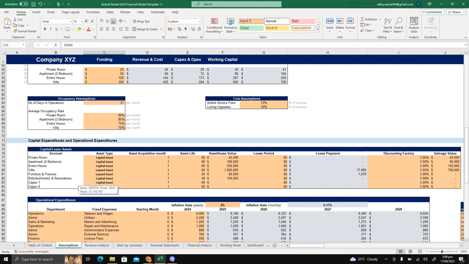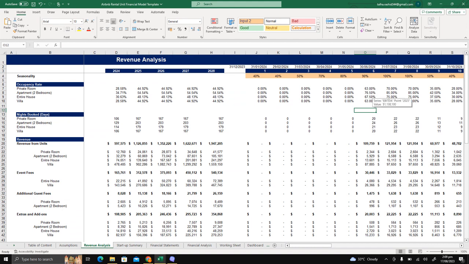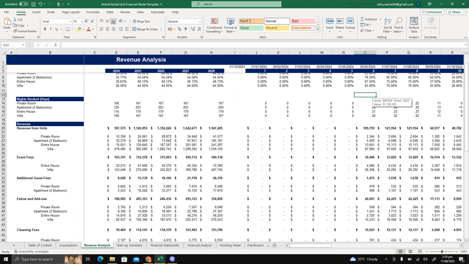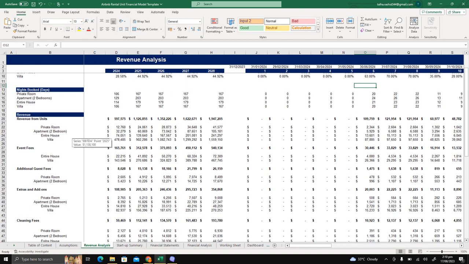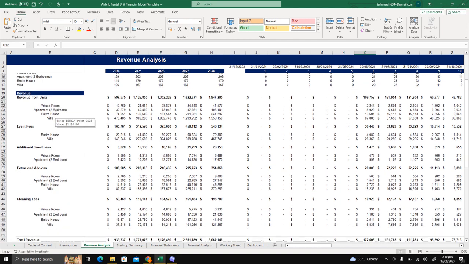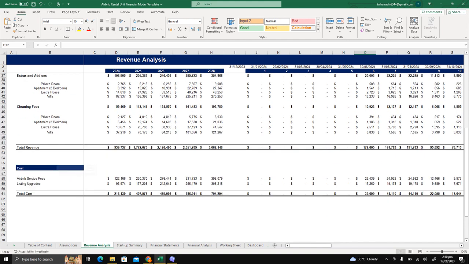If we change this from 90% to, let's just say, 70%, if you see over here, by changing this, it will have an impact on, as you can see, it has changed from 80% to 63%. As well as if you see over here, it shows the revenue for all the units and revenue streams.